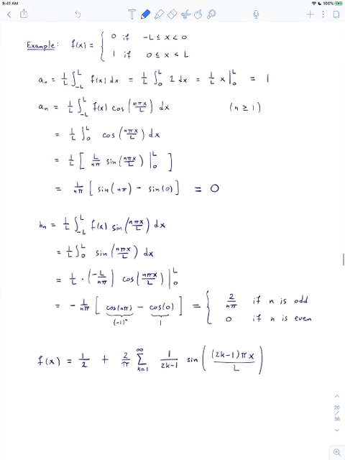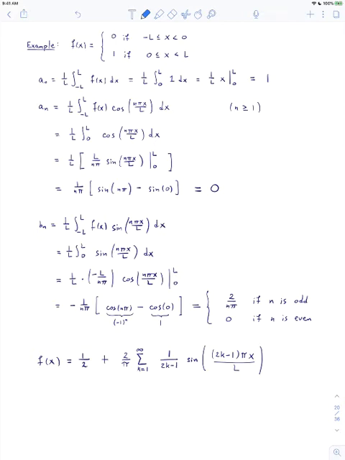For our next example, let's let f of x be a unit step function. So f of x is equal to 0 until we get to 0, and then it jumps to 1 when x is 0, and it's equal to 1 after that. So this is actually the Heaviside function, just restricted to the interval minus L to L. So it's the unit step function.